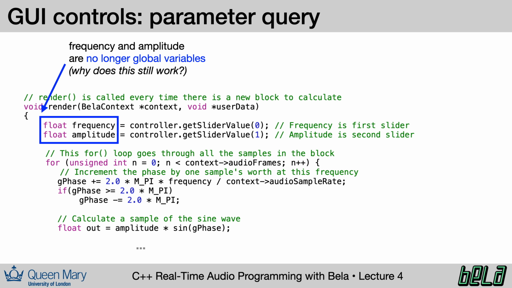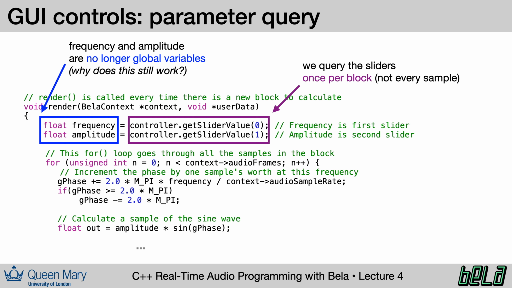Notice here that I'm storing the results in these variables called frequency and amplitude, but these are no longer global variables as they were in the previous lectures. Ask yourself why this still works. Another difference from previous projects is that we are querying these sliders once per block, and not once every frame within the for loop right below it.